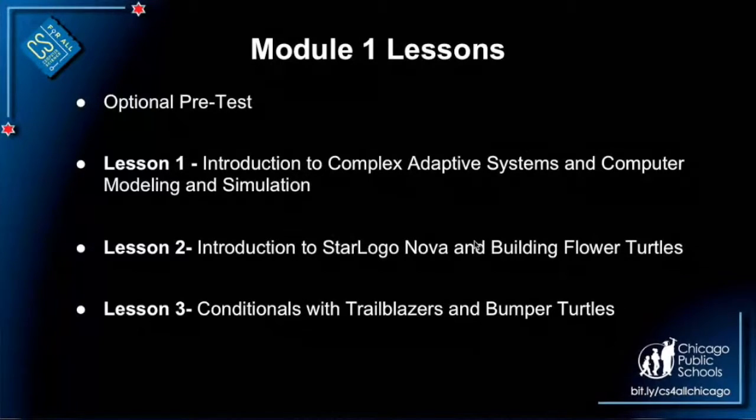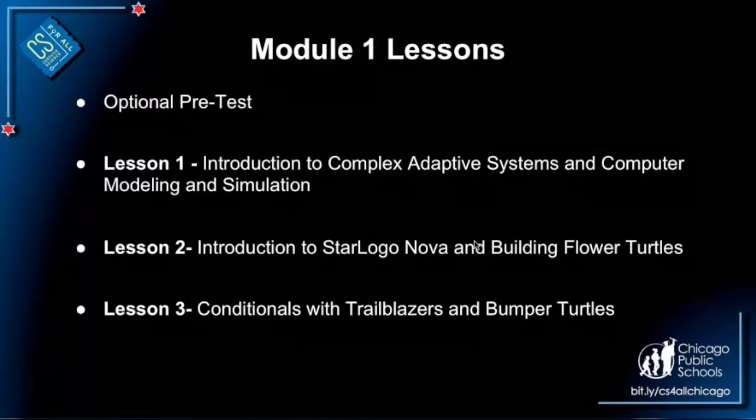Well, with StarLogo Nova, we are very much trying to introduce a complex adaptive system which models what would happen in the real world. And so this could be where one person's getting sick and it leads to an epidemic, or it could be birds flying and how they fly in different patterns, how fish swim. It is much more real world because the real world is random. It's not always going to follow one specific task. So going through that Lesson 1 is going to teach students what actually a complex adaptive system is and how that's different from computer programs they've seen in the past.